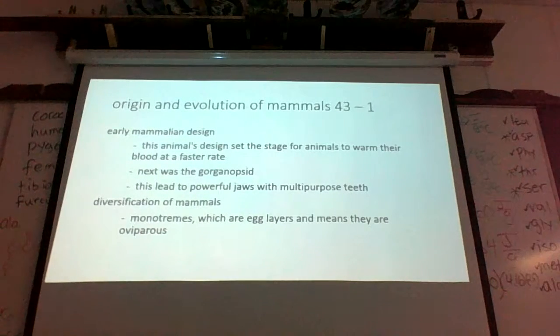Yeah, I believe this is approximately where we had left off last time. And here we see a design for early mammals, and that goes back to what we referred to before the dinosaurs. The Dimetrodon was one animal we discussed, and then the Gorgonopsid is another.